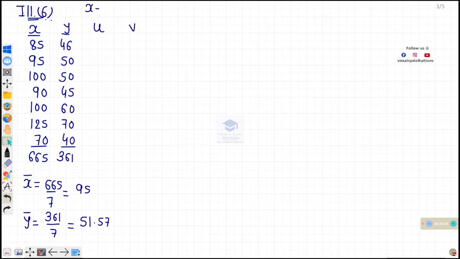So from each value of x, I will subtract 95 as it is. And since all values are divisible by 5 for x, I will divide by 5. So 85 minus 95 divided by 5, that is minus 2, then plus 1, and so on.